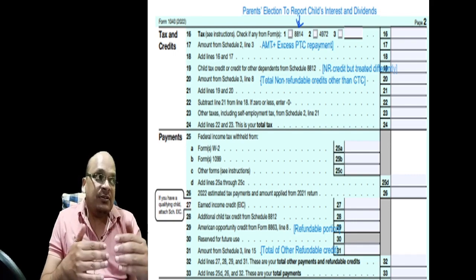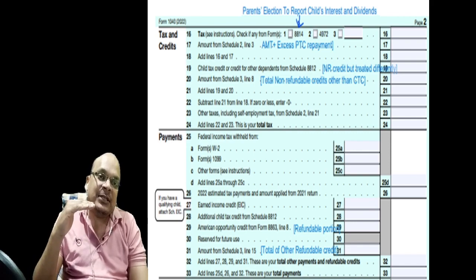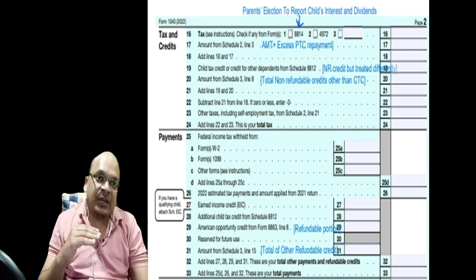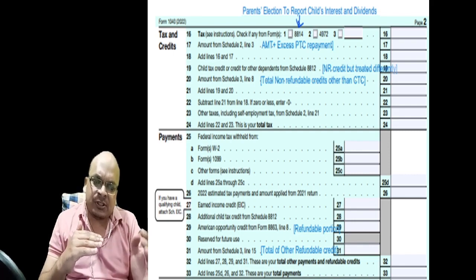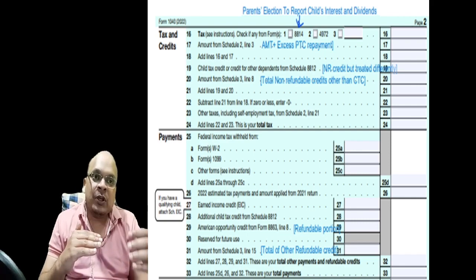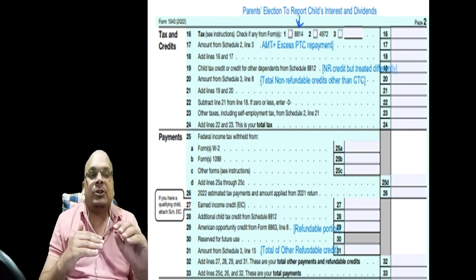So let's summarize. In this section, tax and credit, first it talks about certain kind of tax. Then it talks about certain non-refundable credits. And then again in line number 23, it talks about other taxes as mentioned in Schedule 2. We have discussed these other taxes. There are certain other taxes which are applicable to a taxpayer due to certain other provisions of taxation laws. These are mentioned at line number 23.